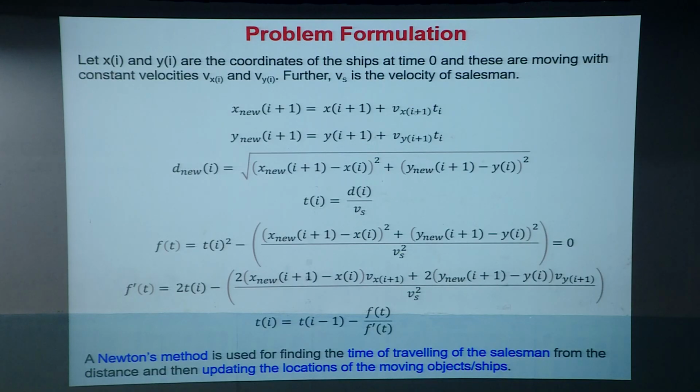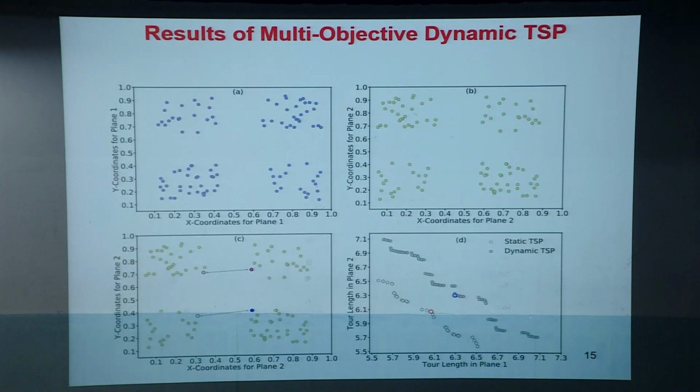With this additional feature included in the previous formulation, we can solve even a dynamic problem. Just for illustration, we have purposefully generated the 4 clusters of locations here. So this is plane 1. Similarly, we have used the mirror image of that as plane 2.